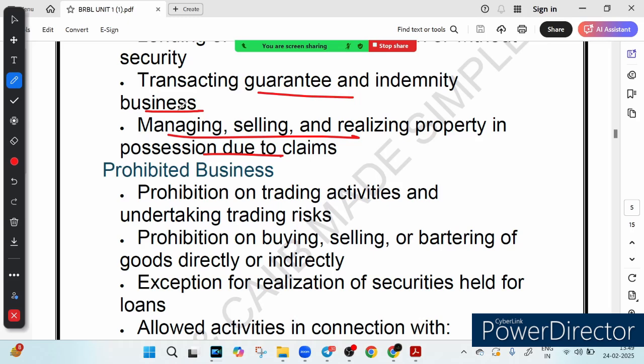So we have discussed that they can accept deposits, they deal in the bill of exchange, they are also lending, lending with or without security, and transacting guarantee and indemnity business. These are the key functions of banks.